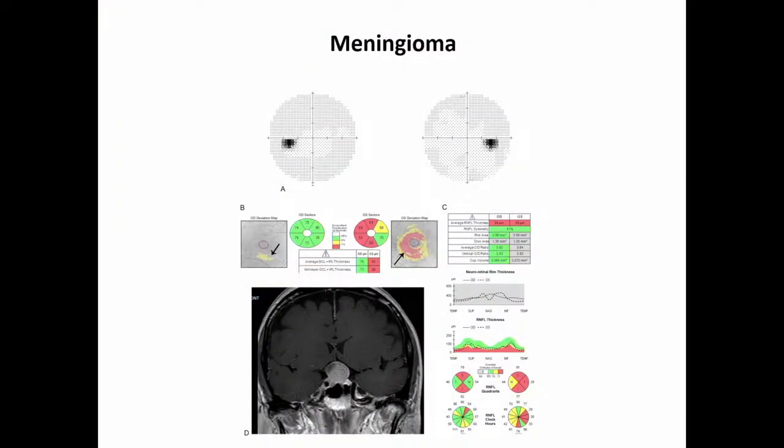This is another patient with a meningioma. Now, despite having a normal visual field, she has already lost, she has thinning of the nerve fiber layer, and she has loss of the ganglion cell layer on the left side.